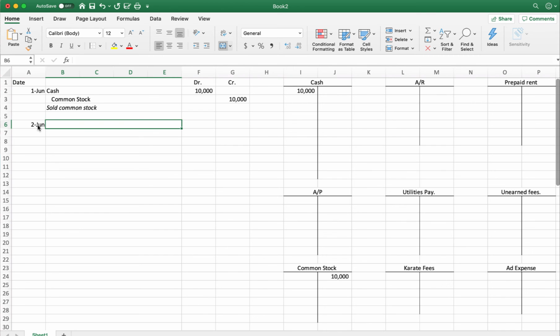Okay? So, we identified the three accounts, right? Cash, equipment, and accounts payable. What's going up in this example? Well, equipment is increasing. Cash is going down. Accounts payable is going up.